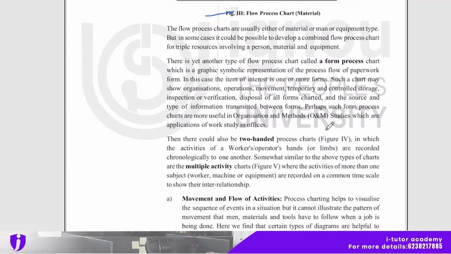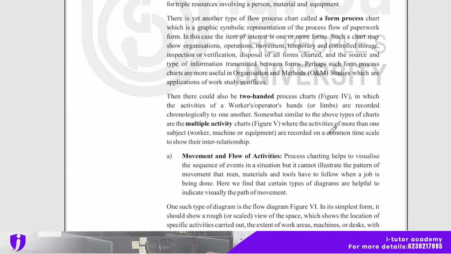Okay, and then there could also be a two-handed process chart, in which the activities of the worker's or operator's hands or limbs are recorded chronologically in relation to one another. And somewhat similar to the above type of chart is the multiple activity chart, Figure 5, where the activities of more than one subject, that is worker, machine or equipment, are recorded on a common time scale to show their interrelationship.